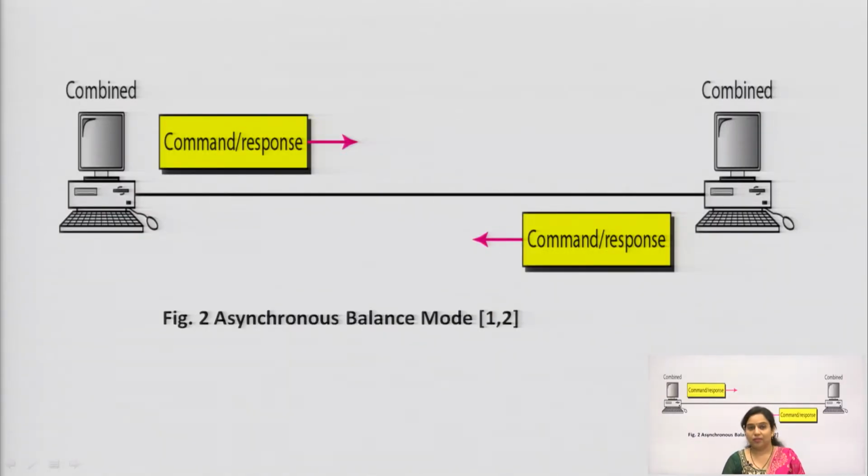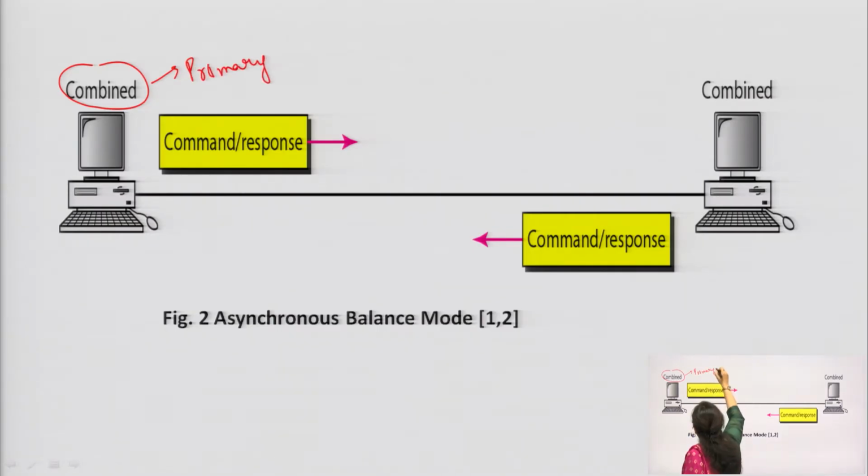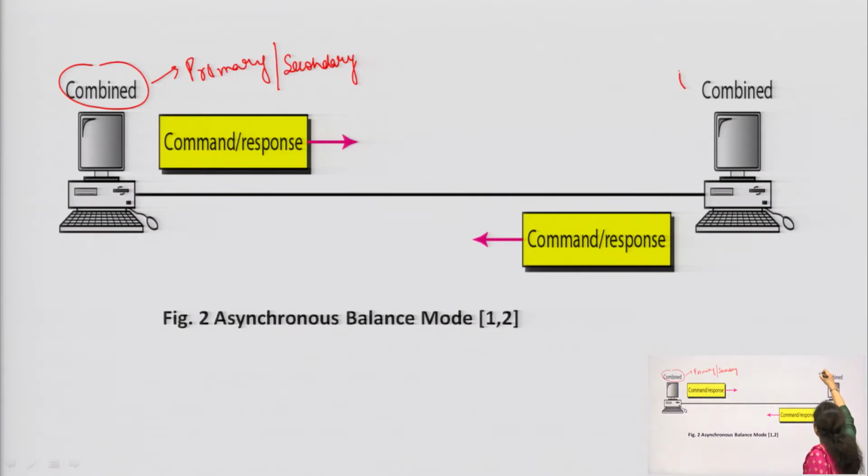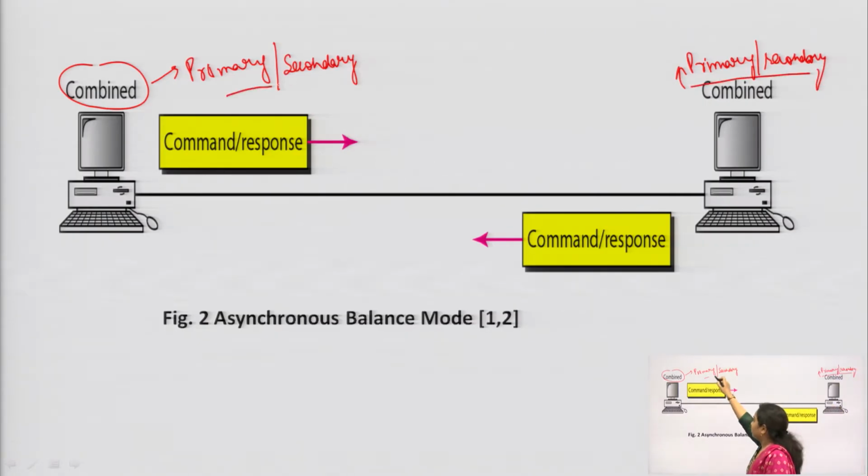Now, next we will see asynchronous balanced mode. In this asynchronous balanced mode, you can see that this is a combined operation. Combined means it will act as a primary, or it will act as a secondary, at the same point of time. You can say that it is a kind of full duplex communication, because the same device can transmit and receive at the same point of time, and this combined also means it will act as a primary and as a secondary device. So, this is the combined meaning which is used over here.